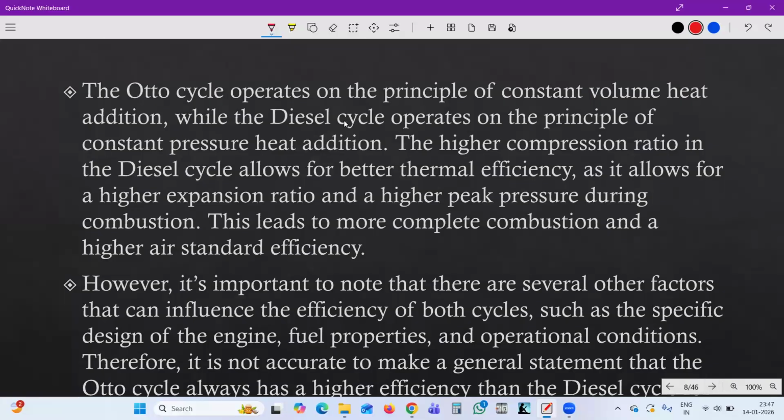The Otto cycle operates on the principle of constant volume heat addition, while the diesel cycle operates on the principle of constant pressure heat addition. So there is a difference. The higher compression ratio in the diesel cycle allows for better thermal efficiency as it allows for higher expansion ratio and higher peak pressure during combustion. This leads to more complete combustion and higher air standard efficiency.